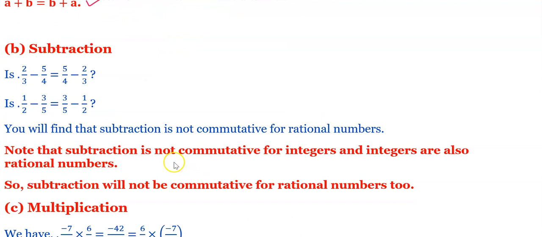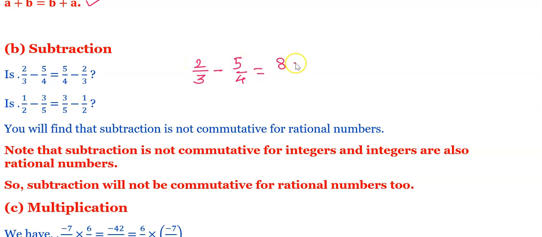What about subtraction? 2 by 3 minus 4 by 5, are they equal? Now we'll solve this. First of all, 2 by 3 minus 5 by 4. We solve this by cross multiplication. 4 into 2, you will get 8.